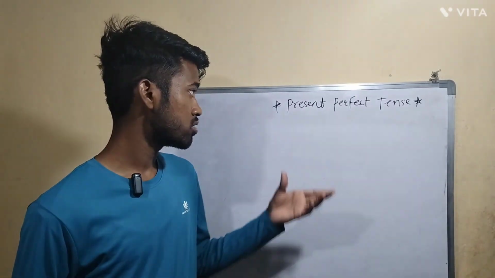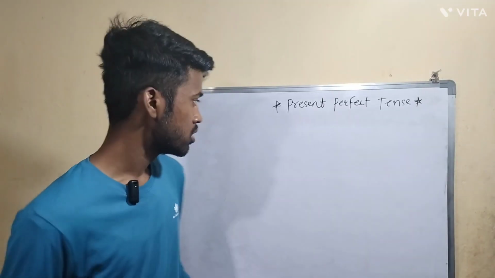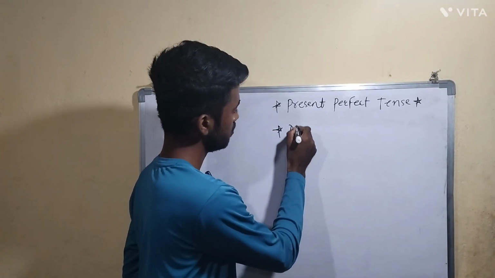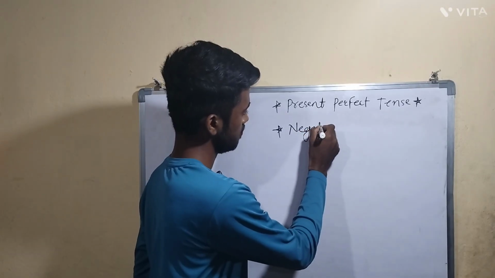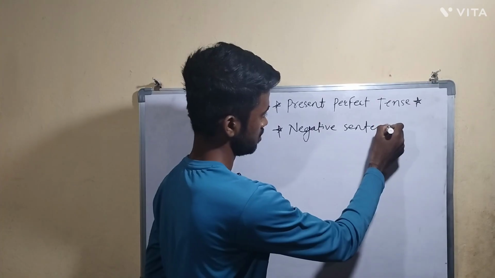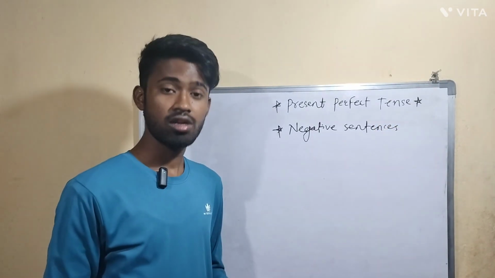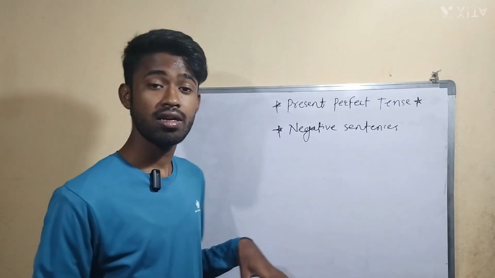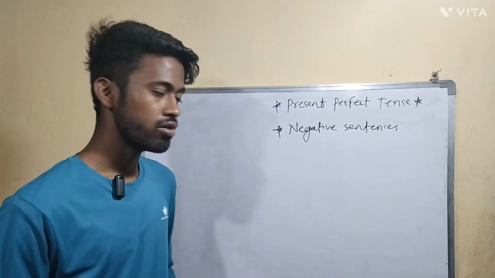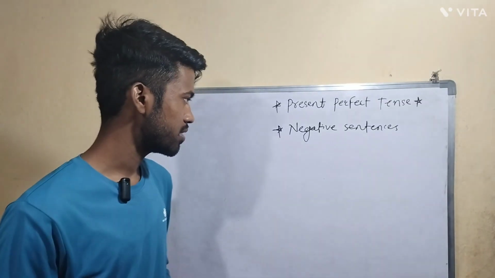Now let's see the negative sentence structure in present perfect tense. So here it is very easy. What is meant by negative sentences? Whenever a negative word is there in any sentence, that sentence is a negative sentence, right? Already we discussed that. Here there is no trick. It is not tricky. It is very simple.